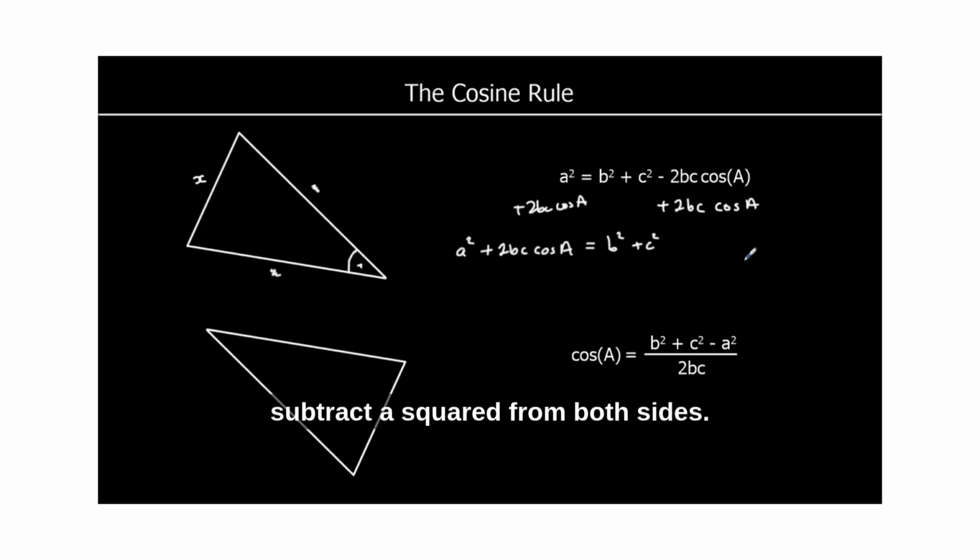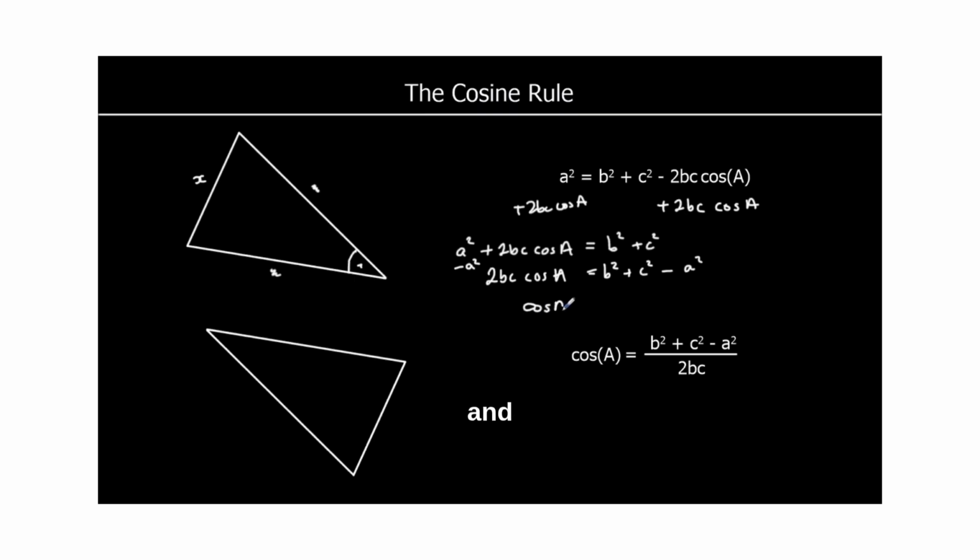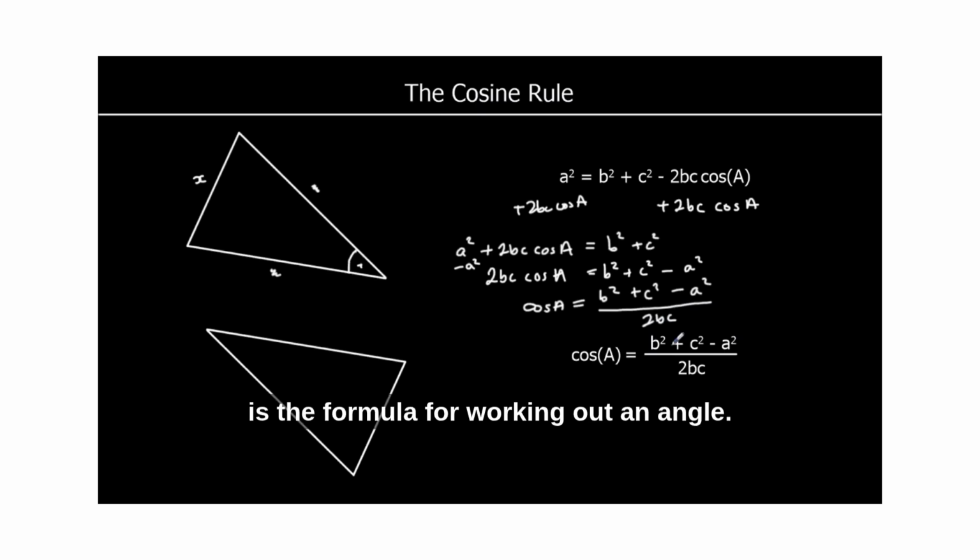Then I subtract a squared from both sides, which just leaves me with 2bc cos A on one side, and b squared plus c squared minus a squared on the other. I then divide both sides by 2bc, and we get cos A equals b squared plus c squared minus a squared, over 2bc. So this is the formula for working out an angle.